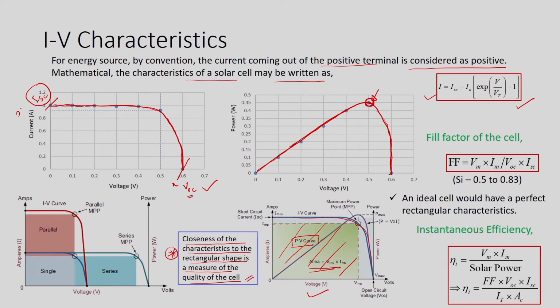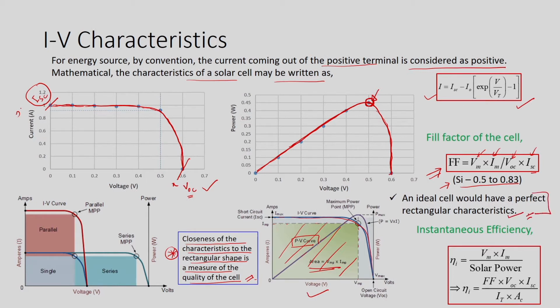This gives rise to a parameter called fill factor, which is mathematically Vm multiplied by Im divided by VOC into ISC. Here Vm is the maximum voltage, Im is the maximum current, VOC is the open circuit voltage, and ISC is the short circuit current. The value of the fill factor varies from 0.5 to 0.83 for crystalline silicon solar cells. An ideal cell would have perfectly rectangular characteristics, which we should remember.